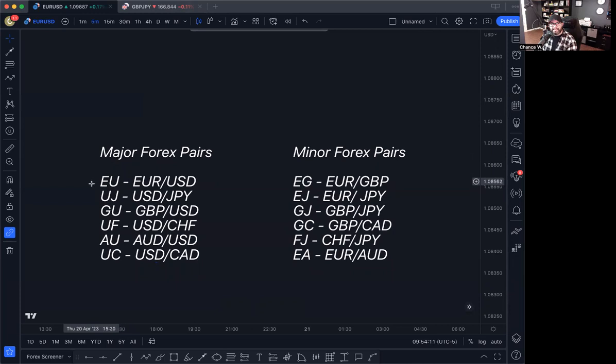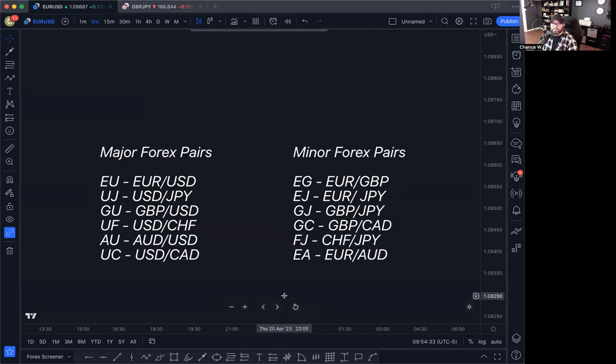So know that E stands for Euro, U stands for the US, J stands for the Japanese yen, G stands for the Great British Pound, F stands for the Swiss franc, right? A stands for the Aussie dollar, and C stands for the Canadian dollar.